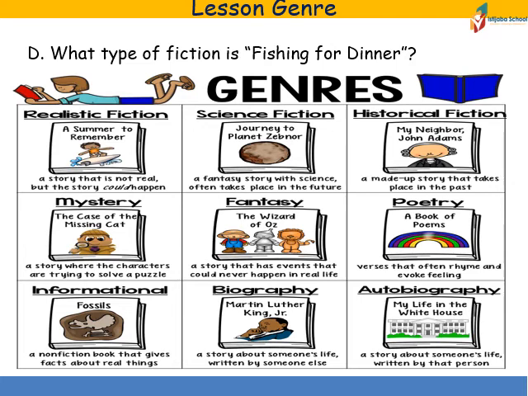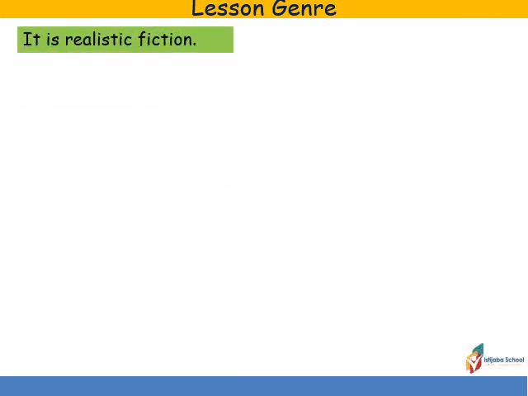Poetry, verses that often rhyme and evoke feeling. Informational, a non-fiction book that gives facts about real things. Biography, a story about someone's life written by someone else. Autobiography, a story about someone's life written by that person. So what do you think? What type of fiction is Fishing for Dinner? It is realistic fiction.